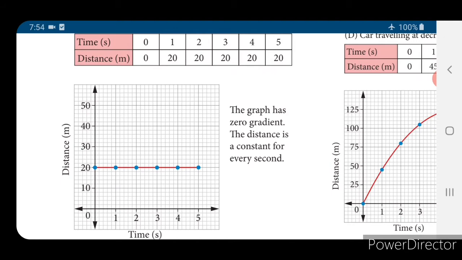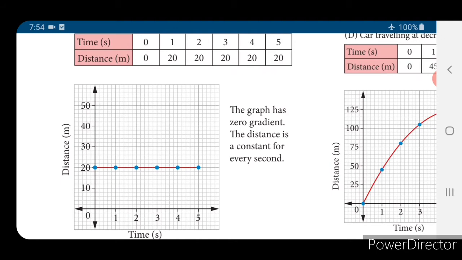Time is expressed in seconds and distance is expressed in meters. That is the SI unit. The SI unit of distance is meter, and the SI unit of time is second. So this graph is plotted by taking time on the x-axis and distance on the y-axis. First, at time 0, when the car is at rest, the distance is also 0.